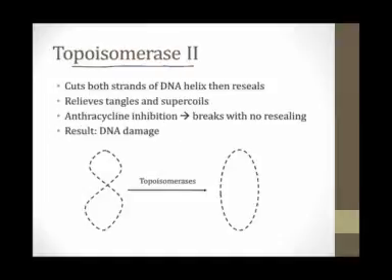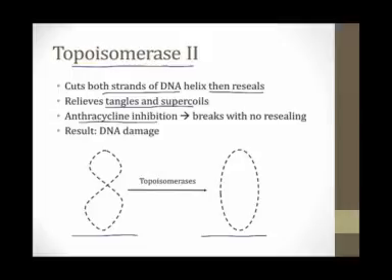Topoisomerase II is an enzyme that relieves tangles and supercoils in DNA. As DNA is being replicated, it often gets twisted and tangled like this DNA strand I've drawn on the left side of the screen at the bottom. Topoisomerase enzymes can undo those tangles so that the DNA is straight again. It does this by cutting both strands of the DNA helix and then resealing the molecules, and this will relieve the tangles and supercoils that develop in DNA. When anthracycline inhibits topoisomerase II, the enzyme will break DNA but not reseal it. This will result in DNA damage, and this leads to cell death.